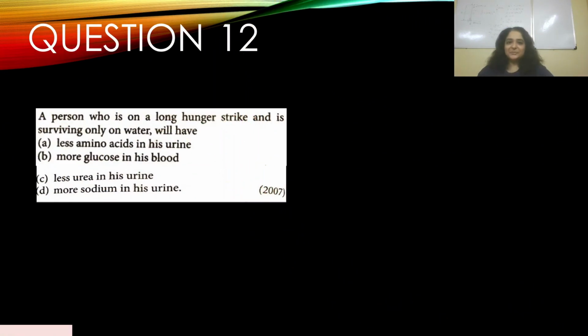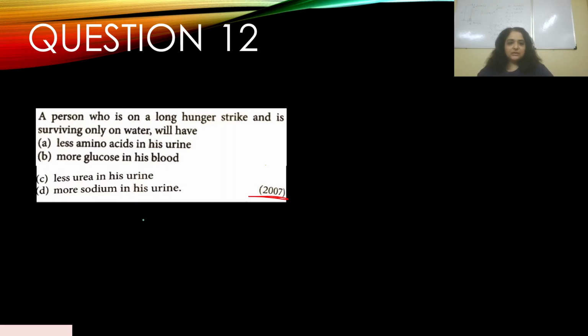Question number 12. A person who's on a long hunger strike and is surviving only on water will have: A, less amino acids in his urine; B, more glucose in his blood; C, less urea in his urine; D, more sodium in his urine. And this appeared in 2007.